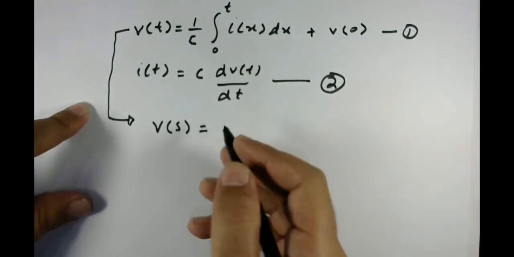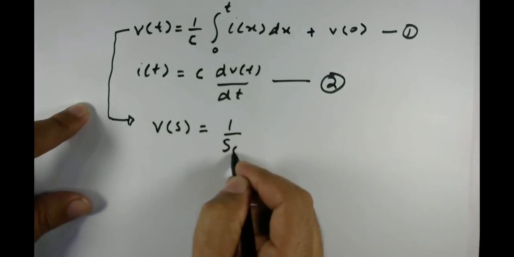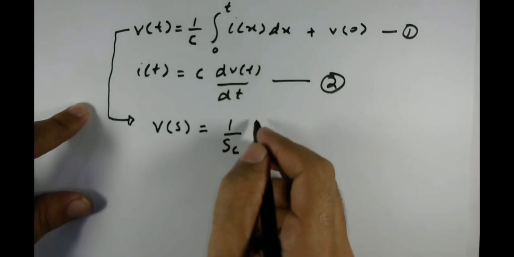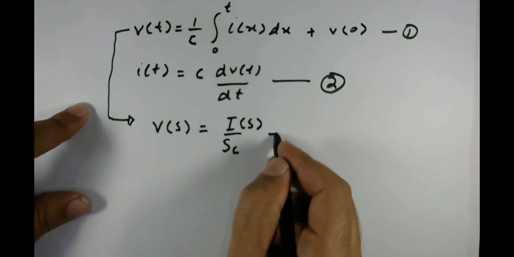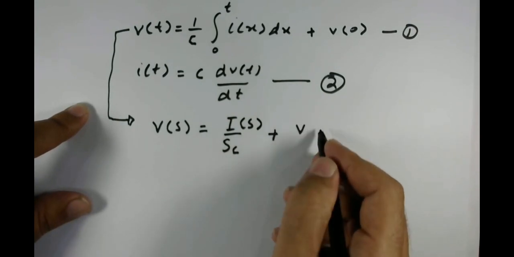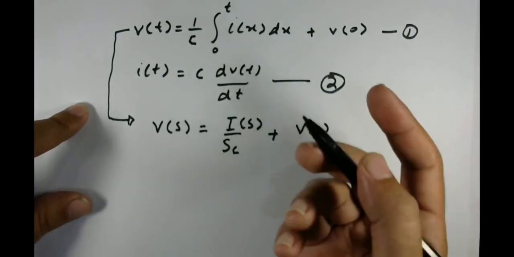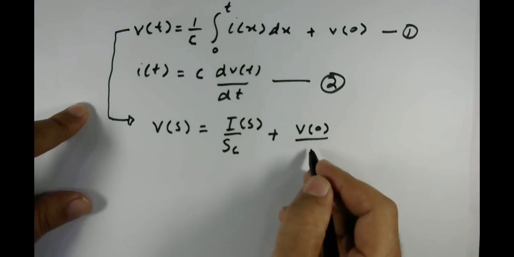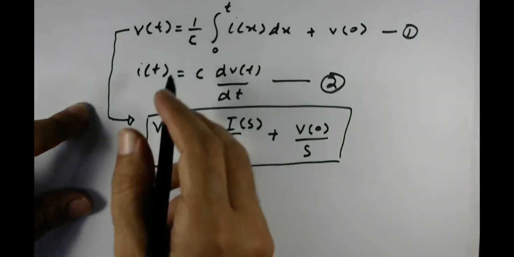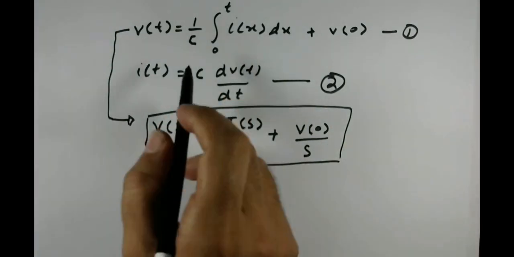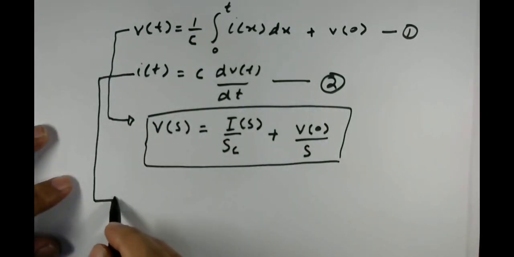Laplace transform of this integral is 1 by s, right? So this is 1 by s c, okay, and current is I of s. So this will be I of s, and plus V of 0, okay, its coefficient is 1, so 1 Laplace transform will be 1 by s. Okay, so this is the Laplace equivalent to V of t.